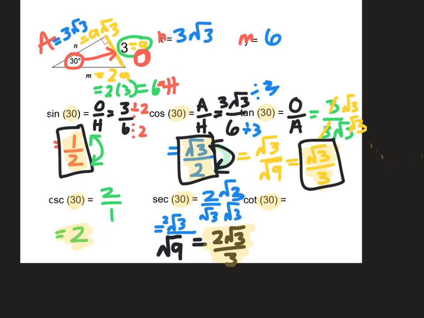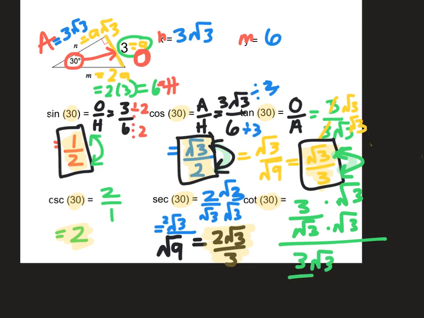And then our last one, cotangent, we're going to flip this one. We would have 3 over root 3. Again, we can't have the root 3 on the bottom, so we're going to multiply the top and the bottom by square root of 3. We would get 3 root 3 on top divided by the square root of 9, which is really 3 root 3 divided by 3. Again, my 3's cancel, and we just have the square root of 3. All right, and that would be our final answer.